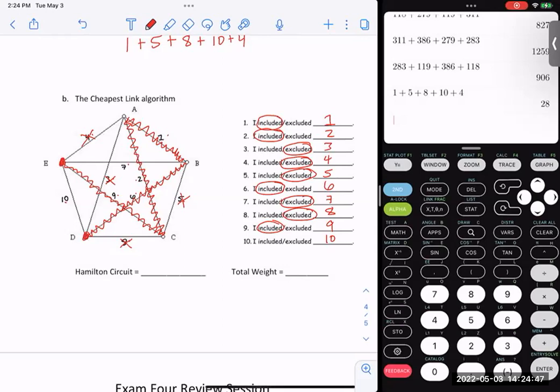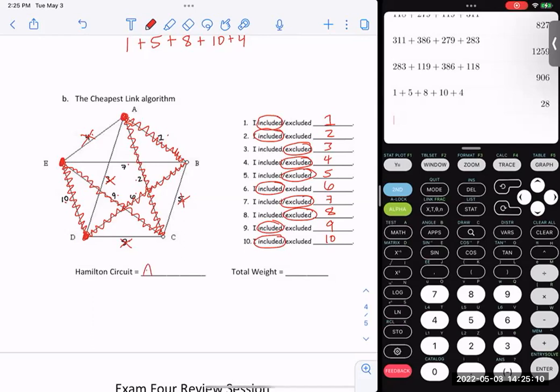Can I include 10? Yes, I can. It does make a circuit, but it's the answer, right? That would complete my circuit here because I've been to every vertex. So I would include 10. I didn't really worry about the fact that they said to start at vertex A. Now, when I list my answer, that's when I would worry about that.